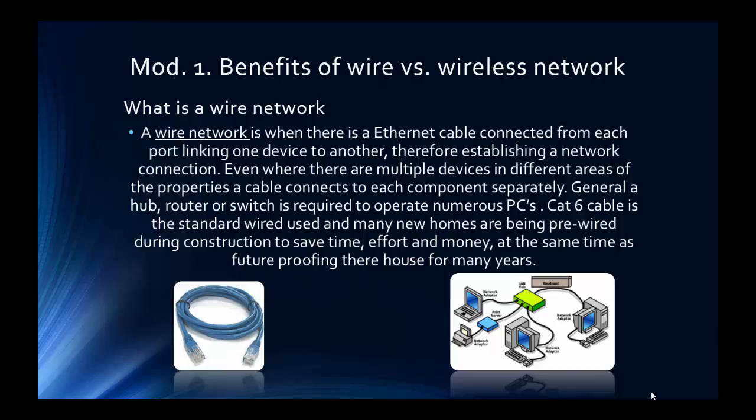A wired network is when there's an Ethernet cable connected from each port, linking one device to another. The cable is the factor that connects it, establishing a network connection even where there are multiple devices in different areas of the property. A cable connects to each component separately. Again, that's why we call it a wired network, because everything is through wires.